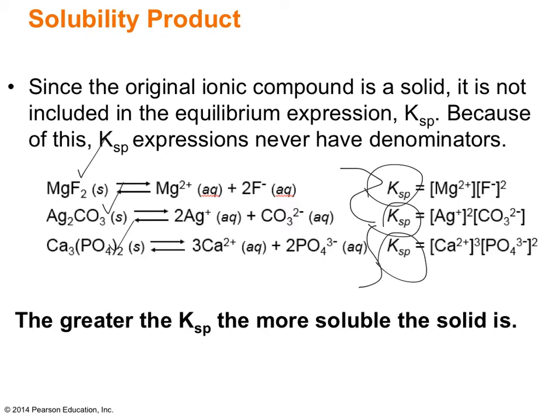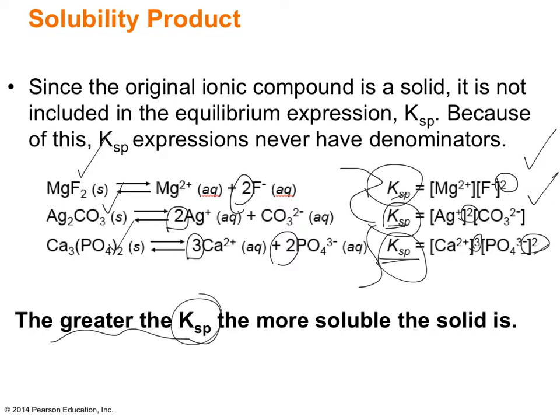Just as a reminder, as with any equilibrium expression, the coefficients become exponents in the equilibrium expression. Don't forget those, okay? So make sure you can write these KSP expressions for all sorts of slightly soluble salts. And notice again, none of them have a denominator. As with all equilibrium constants, the greater the value of KSP, the more soluble the salt or the ionic compound is.